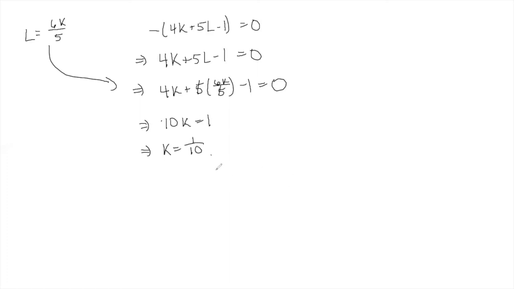Great. Okay, if k equals 1 over 10, what does L equal? Well, remember, L equals 6k over 5. So I just plug 1 over 10 into that to find out what L has to be. So this is 6 over 50 or 3 over 25.